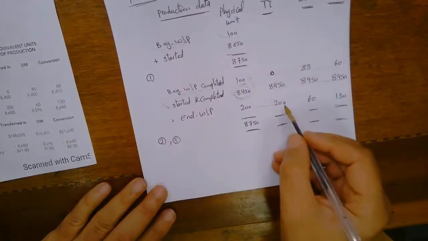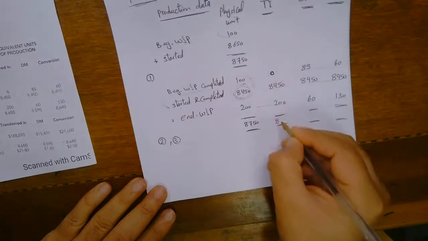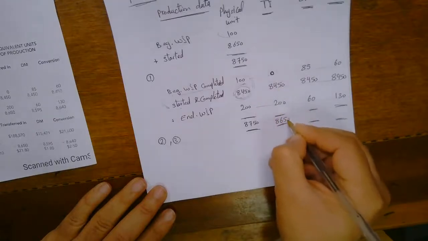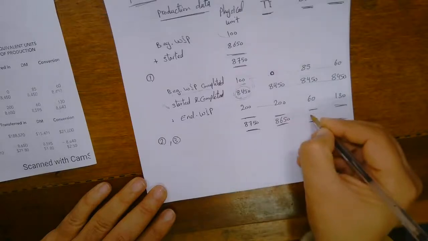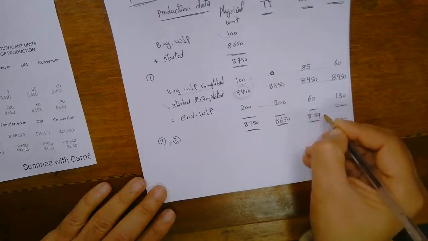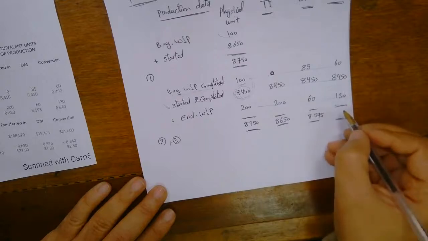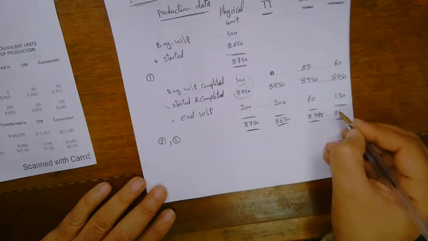Equivalent units of production from transferred in equal 8,650. From direct material equal 8,595. From conversion cost equal 8,640.